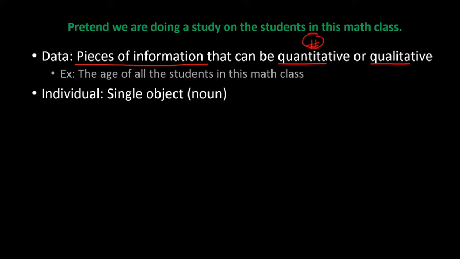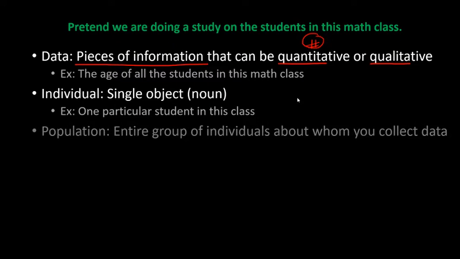Next, an individual, just a single object, some sort of noun. Depending on what the study is, the individual could be a person, an animal, it could be a country. Just think of an individual as a noun, and it's the subject that we're studying. So in our example of our study of students in this math class, an individual would just be one of the particular students in this class.